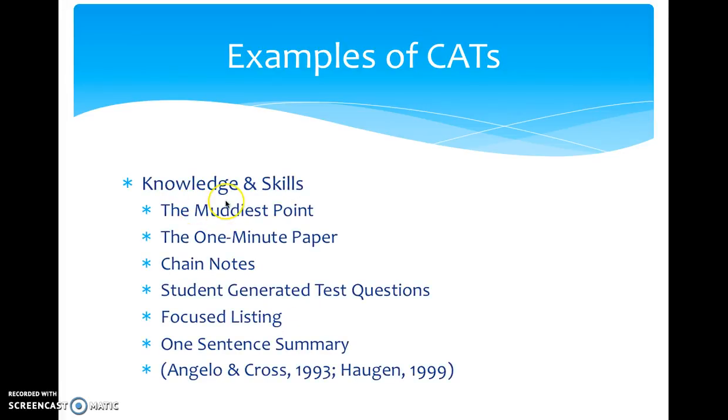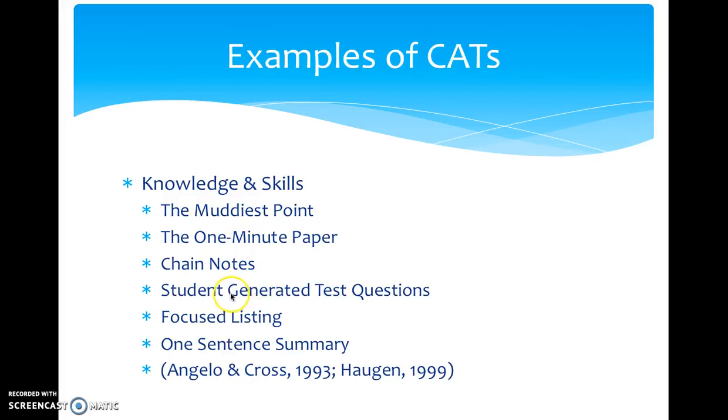So if you're trying to assess knowledge and skills, some of the things can be the muddiest point, and this is a little paragraph or so that you ask students to reflect on what was the most difficult thing to understand in their learning. There's the one-minute paper, which asks students to just kind of summarize or talk about the most important ideas in one minute. Chain notes are kind of like passing notes. You ask students to write down important ideas or a key term or something, and then they pass that note to somebody sitting next to them and they build on those notes.